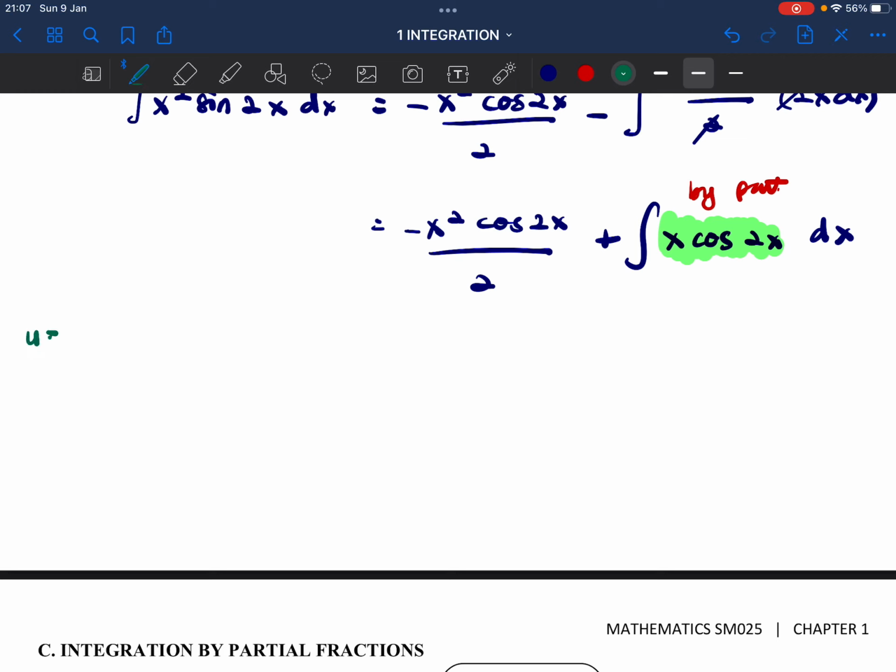So u, polynomial and trigo, polynomial first. So du equals to dx. Integrate dv, you will get cos 2x dx, which here you will get sine 2x over 2. Okay, right?